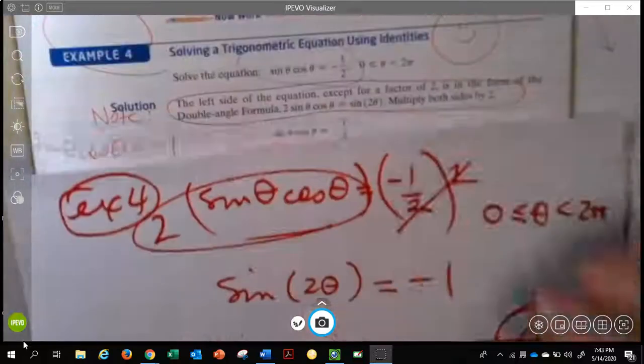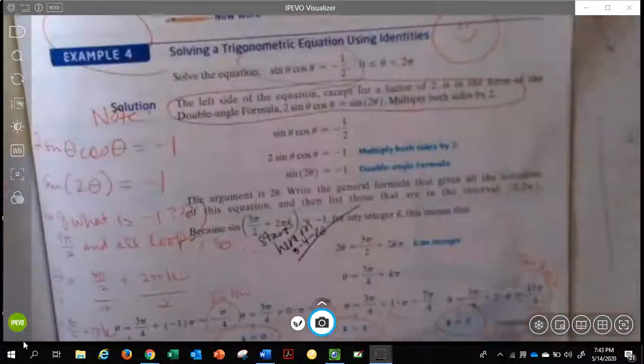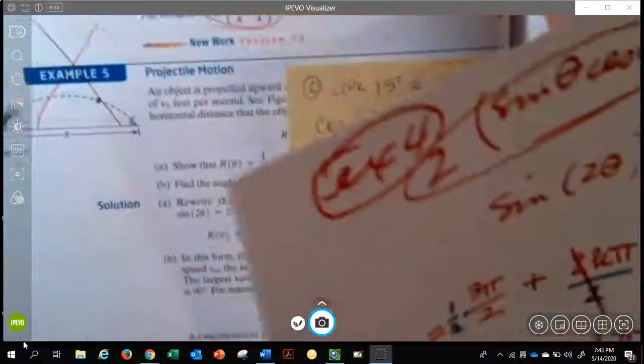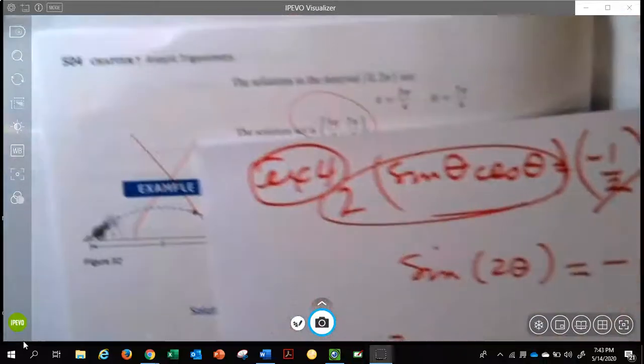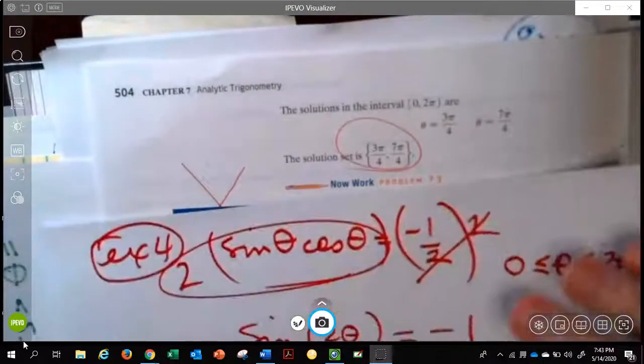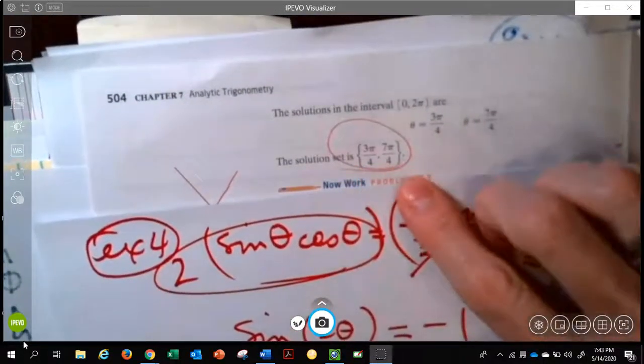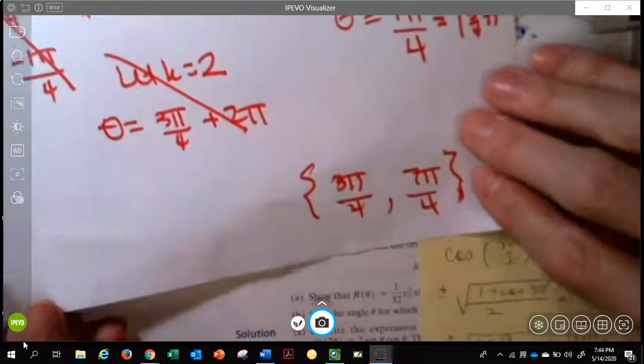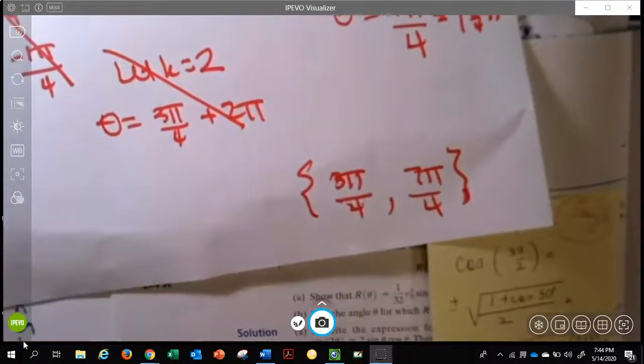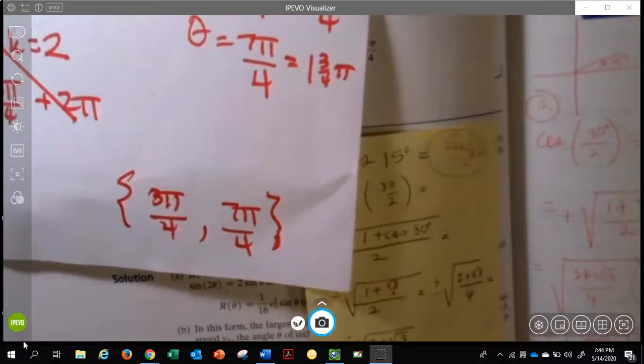Just to double check what it's asking, it says solve the equation. I always like to check with what they've got going on in the book. And when we look up here at the top at page 504, there we are. We've got a 3 pi over 4 and a 7 pi over 4. And those are the ones that we generated. This was example 4 in section 7.6.